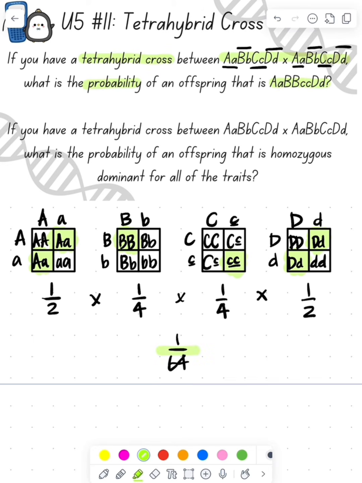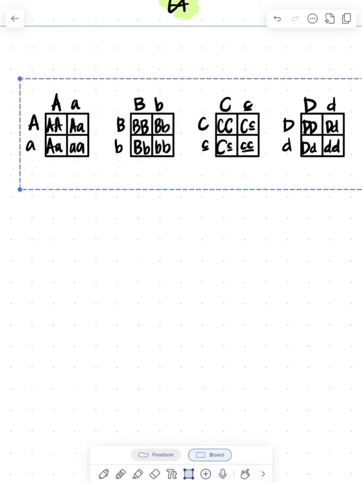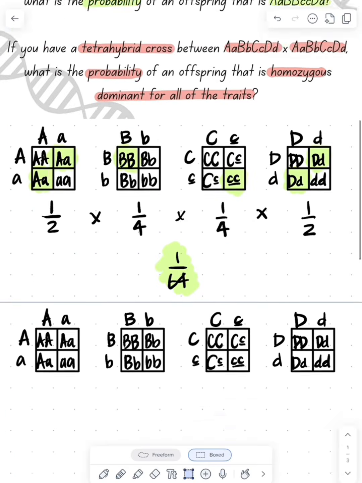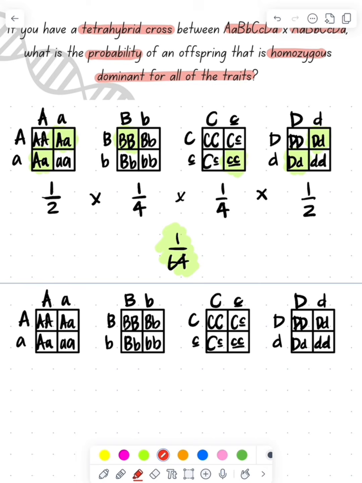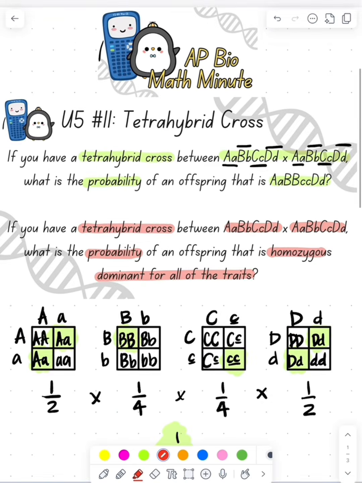So now we're going to look at the second question. We have a tetrahybrid cross again, but now we're seeing what's the probability of an offspring that is homozygous dominant for all the different traits. So I went ahead and made a copy of the Punnett squares so that we would be able to do the math. So in the first Punnett square, we see that there's a 1/4 chance homozygous dominant, another 1/4 chance for B, 1/4 chance for C, and then a 1/4 chance for D in terms of homozygous dominant. We'll multiply those ratios together, which is going to give me 1 out of 256. And so that's our final answer. So we're going to write those in above.